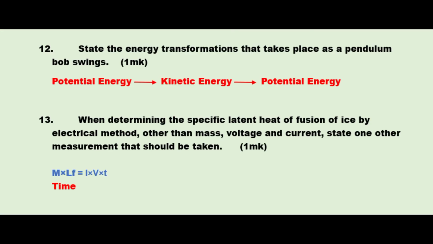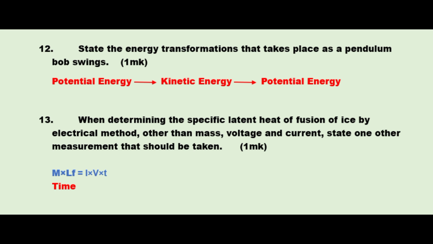Let's go to question 12. State the energy transformations that take place as a pendulum bob swings. So pendulum, when you lift the pendulum here, the pendulum bob gains potential energy. Then when you release, the potential energy is converted to kinetic energy, and then remember it will go all the way to the upper side. On the other side, it has potential energy there, and then it comes back.